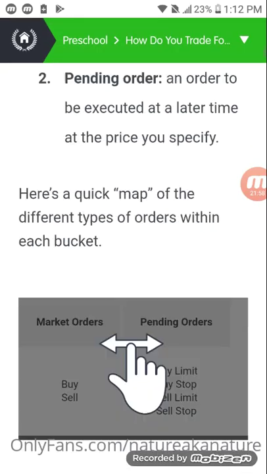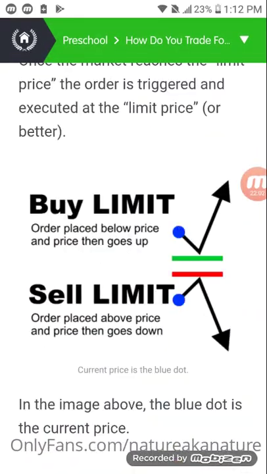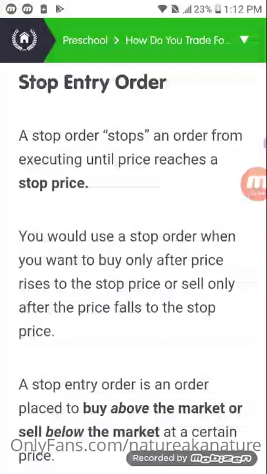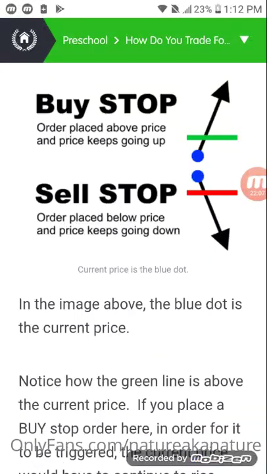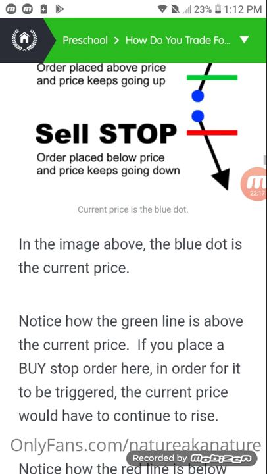I'm going to show y'all that one more time. This is the buy limit and the sell limit. See how it's different? That's placed below. The buy stop and the sell stop are placed above. So in order for this to be triggered, price will have to hit your buy stop or your sell stop that's placed above. It will have to continue rising in that direction.